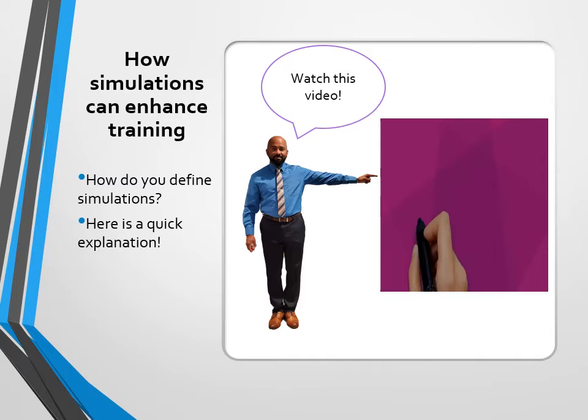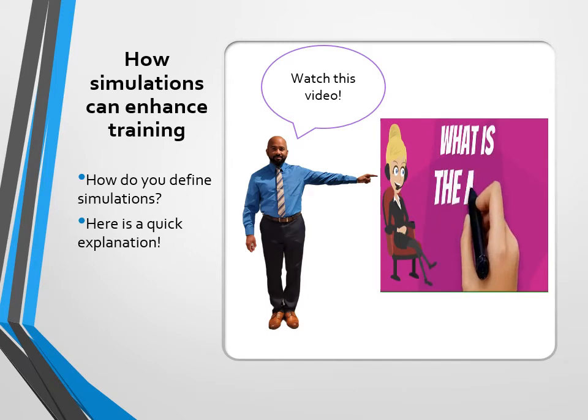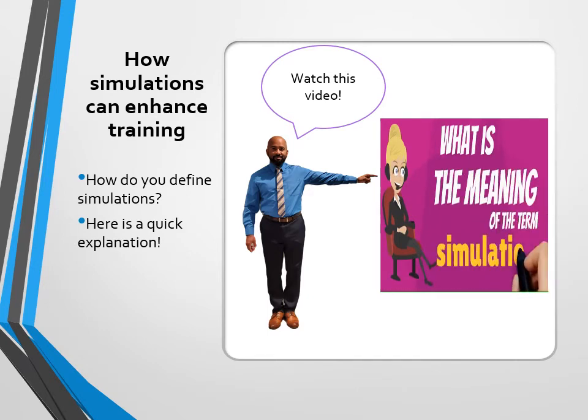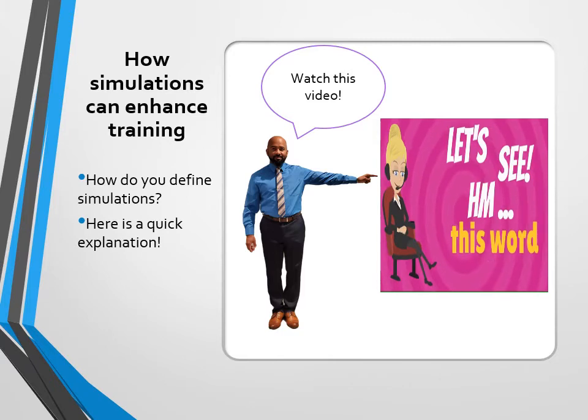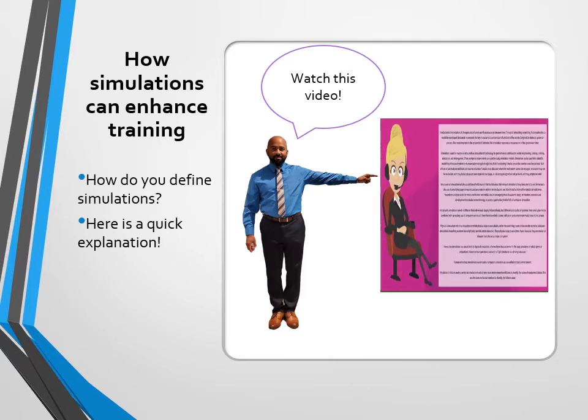Now that we saw how simulations got started, let's see how it's defined. Simulation is the imitation of the operation of a real-world process or system over time. The act of simulating something first requires that a model be developed. This model represents the key characteristics or behaviors/functions of the selected physical or abstract system or process. The model represents the system itself, whereas the simulation represents the operation of the system over time.